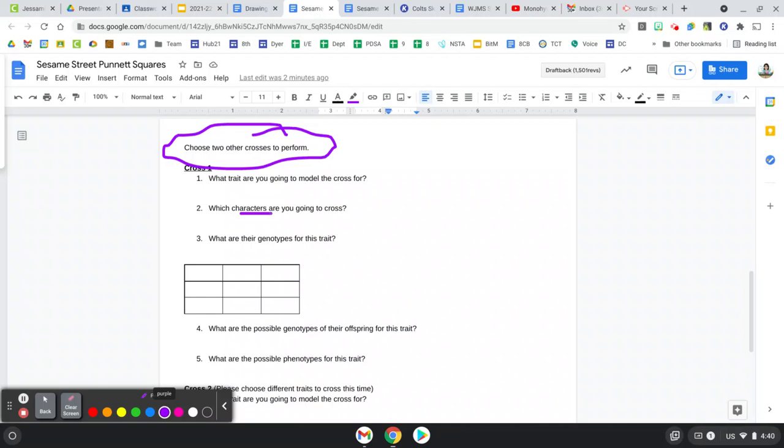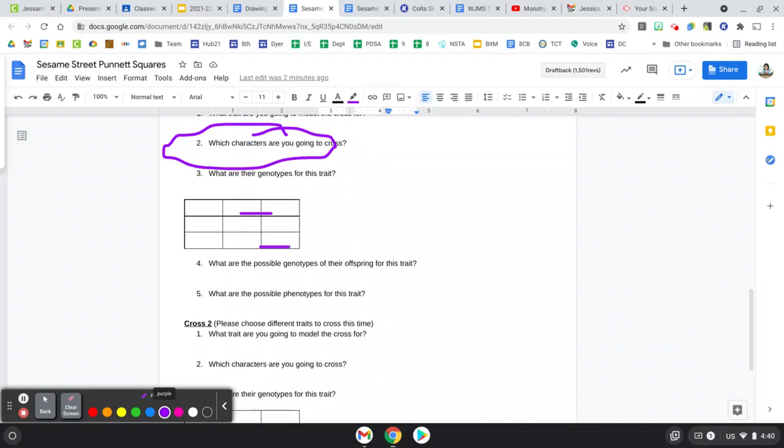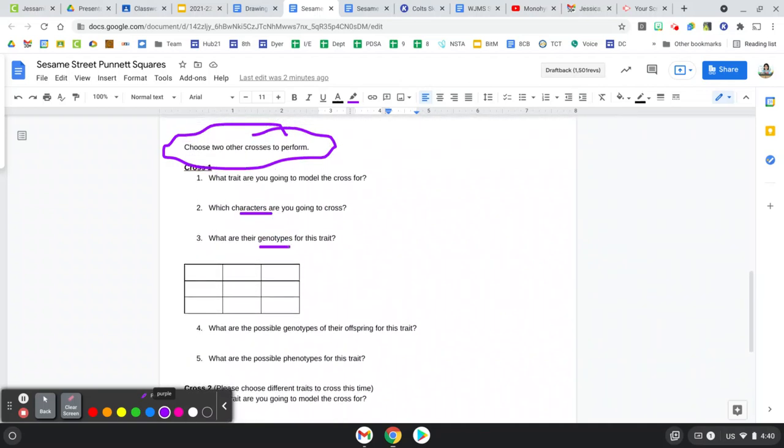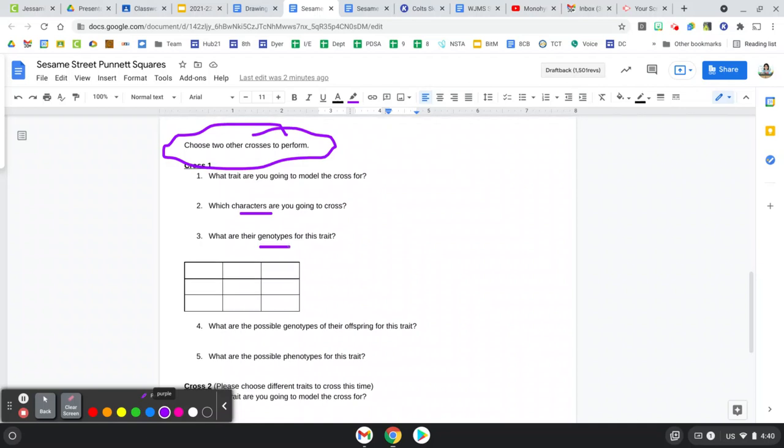Pick your trait. So are you going to use lips? Are you going to use whether it has hair or not? What are you going to use? And then you're going to identify the genotypes of your characters. That's in number 3. So what are their genotypes? You're going to actually do the cross at this point for the Punnett square.